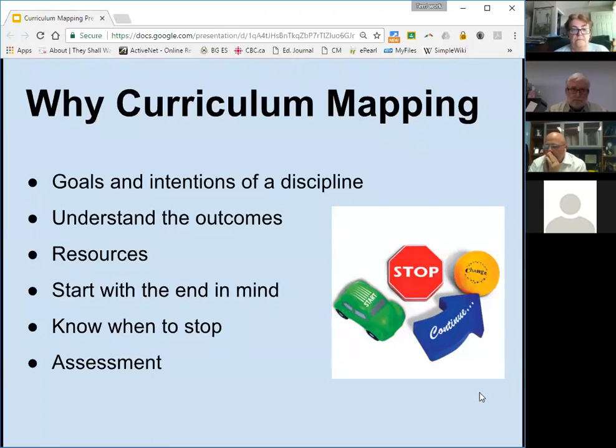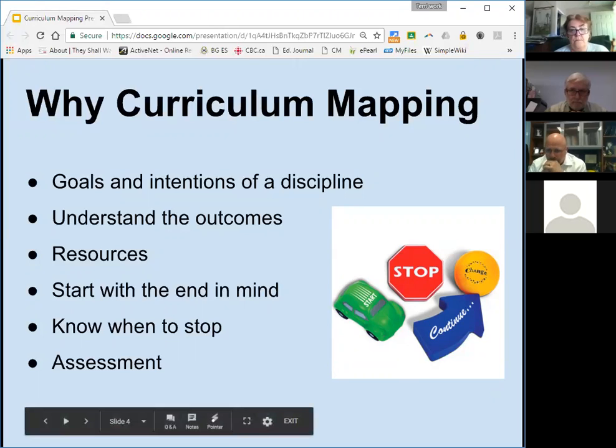Then the last thing is, if we understand our outcomes, then we can actually align our assessments to the outcomes and ensure that we're assessing what it is we're supposed to be teaching. And that's always interesting.